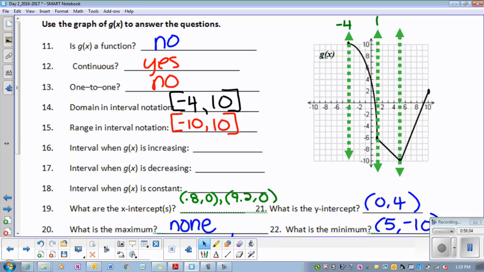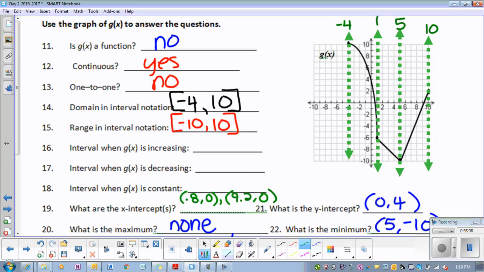And what x number does this dotted line go through? Positive 5. And this side is not an arrow, so I have to actually draw a dotted line right where the graph actually ends. If it was an arrow, I would say infinity, because all the way to the right is infinity. But this stops at 10. Do you agree? Okay.